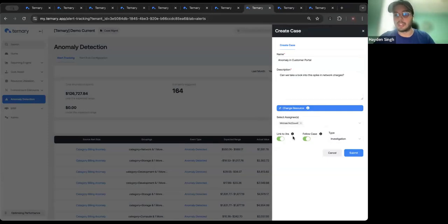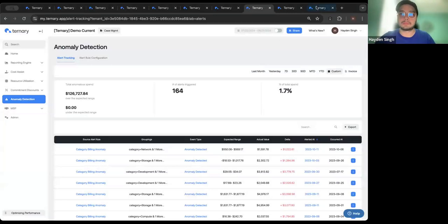So if you folks are leveraging Jira's cloud, this is a bi-directional workflow that syncs up with Jira and within Ternary. So any changes made in Jira will actually reflect in Ternary and vice versa. So this way you can send this along, it'll create the ticket, and then you can have an engineer go and action on this without ever actually having to necessarily log into the platform.